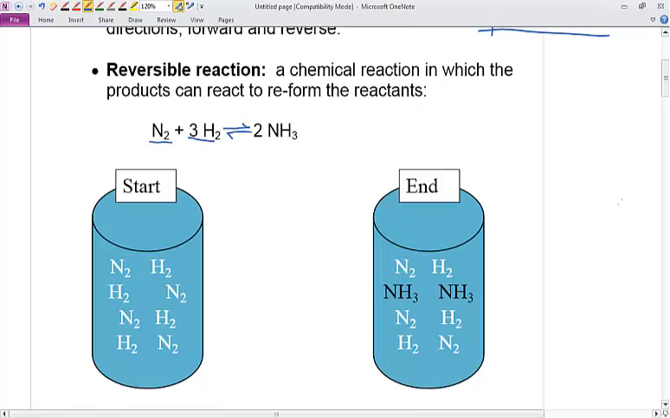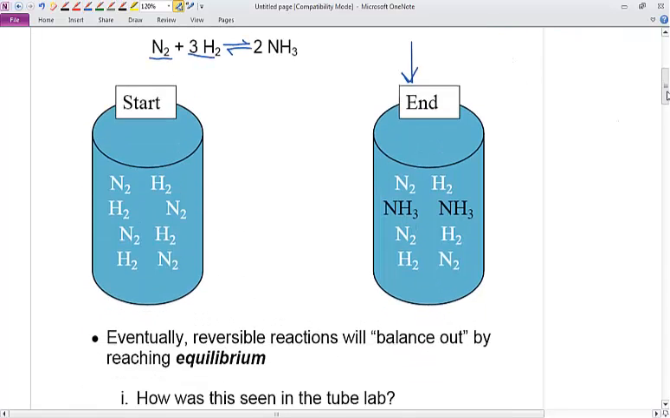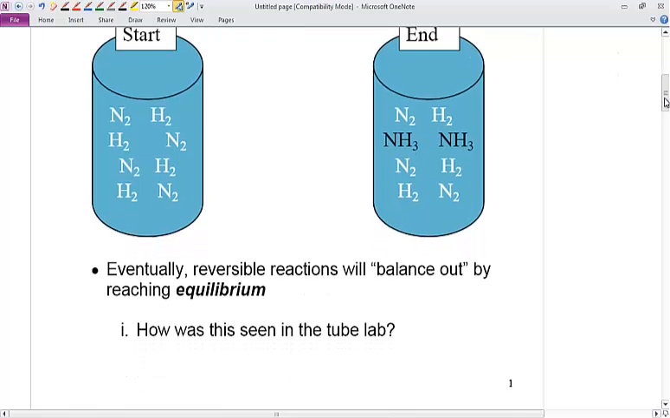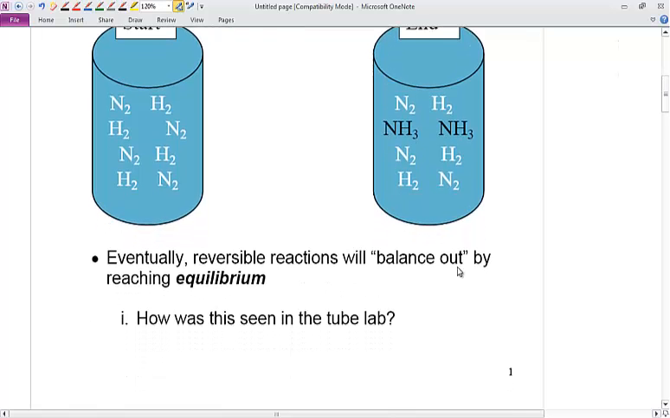If we took another picture a few minutes later and it looked the same as this picture here, we would know we're at equilibrium. Well, what exactly is equilibrium, you might be asking? Well, it's a balancing out. And you saw this in the tube lab. How do you think you saw this in the tube lab?